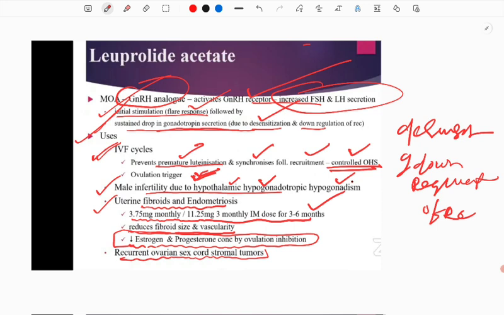Leuprolide acetate you can give in an IVF cycle to prevent premature luteinization, synchronize follicular recruitment, and control OHSS. Ovulation trigger, you can use. Male infertility, hypothalamic hypogonadotropic hypogonadism. It can be used in uterine fibroid and endometriosis, reducing fibroid size and vascularity, and decreasing estrogen and progesterone by ovulation inhibition. Recurrent ovarian sex cord stromal tumor you can give.